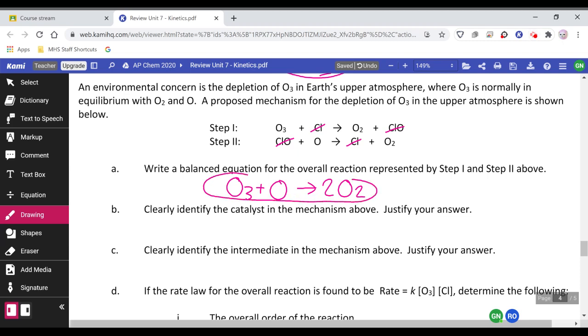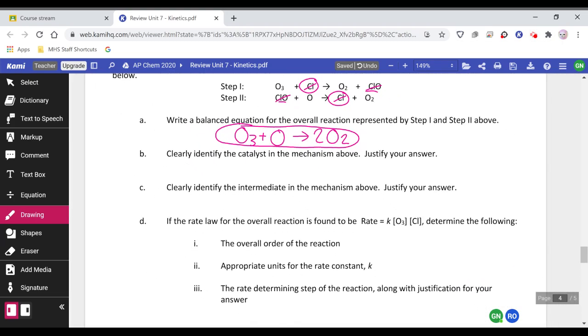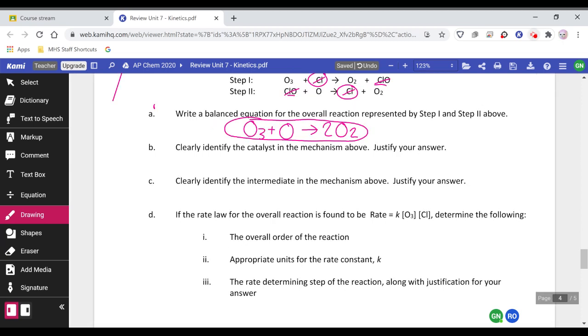Clearly identify the catalyst in the mechanism above and justify your answer. Okay, so which one is our catalyst? Is it the ClO or the Cl? Cl. How do you know? Because it shows up right here, and it is still here at the end of step 2. What does that tell you about ClO? It's an intermediate, right? Because it appears and disappears. Good. Okay, so the catalyst is chlorine.